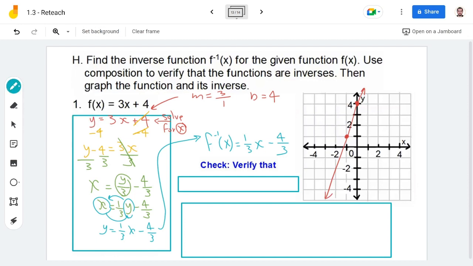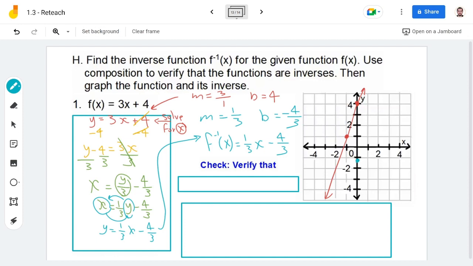Now let's graph the other one, which is here. My slope is 1 over 3. B is negative 4 over 3. Sorry. Now let's divide 4 over 3, which is about 1.3, right? So it will be negative 1.3, so it will be somewhere here, right?